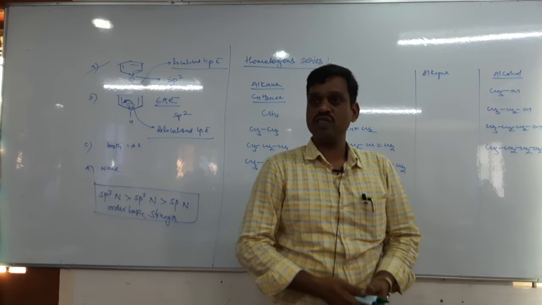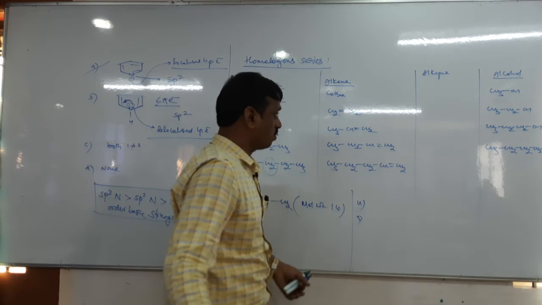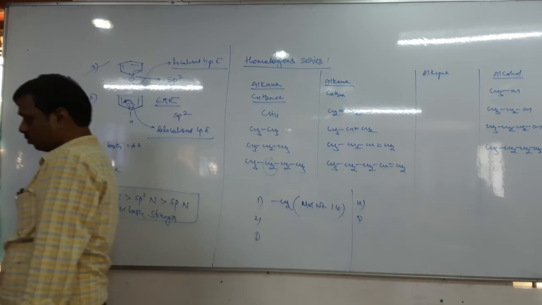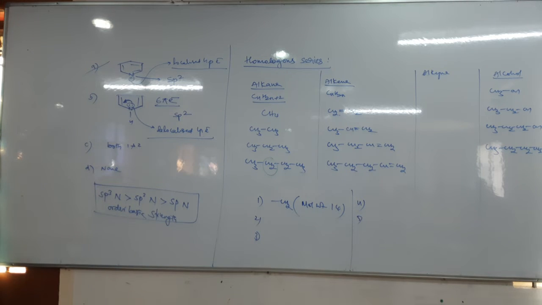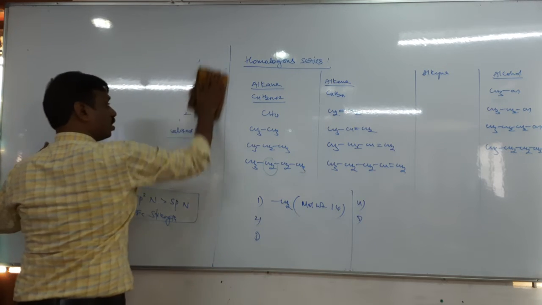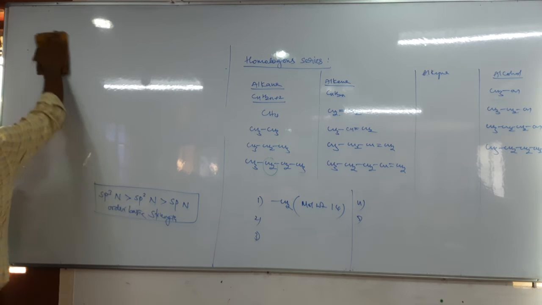So that is about homologous series: the definition and characteristics. Write down the definition. The series of compounds in which all the members have the same general formula is called a homologous series.